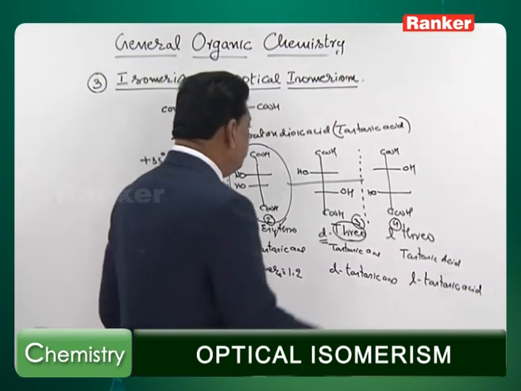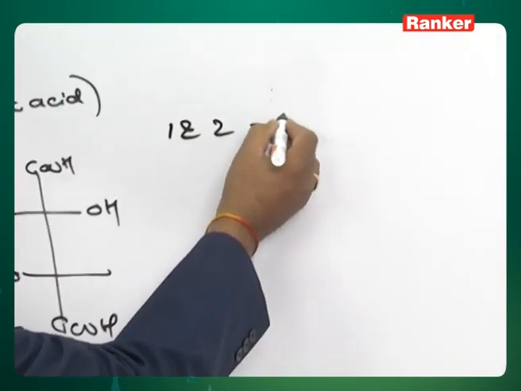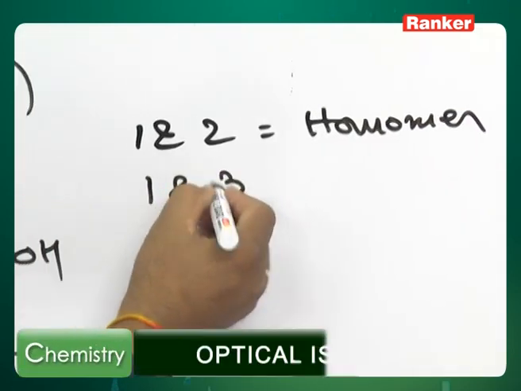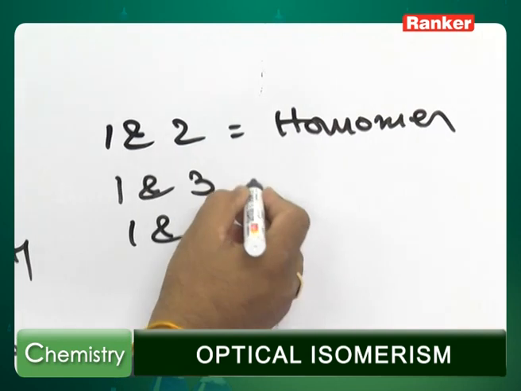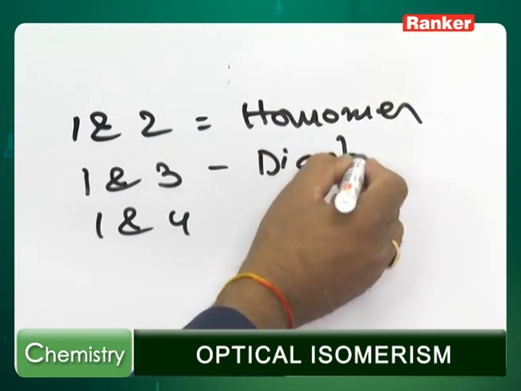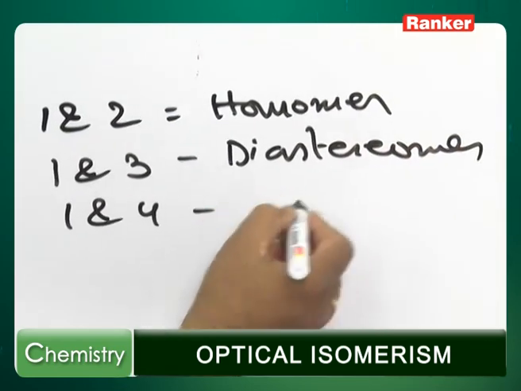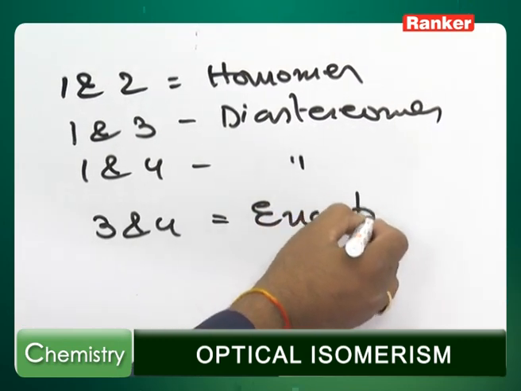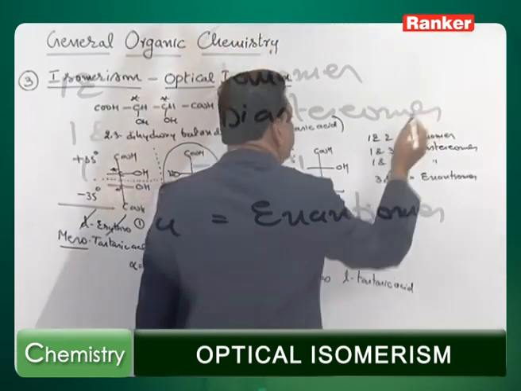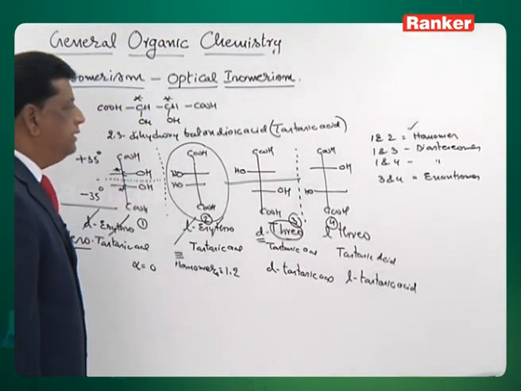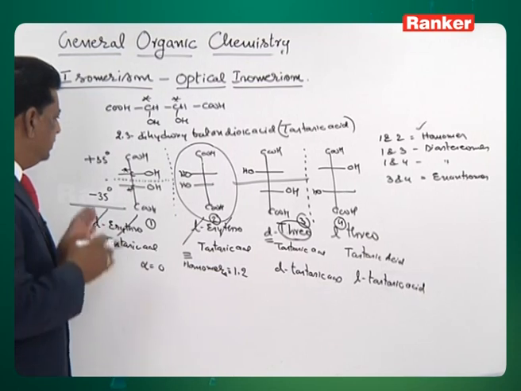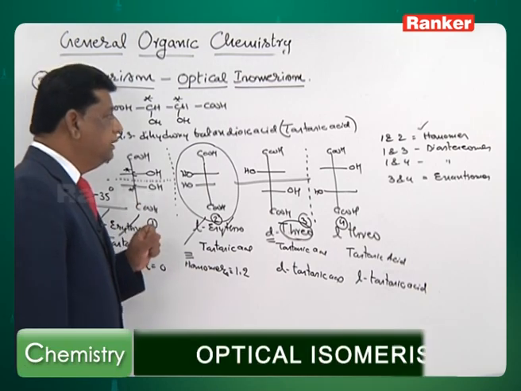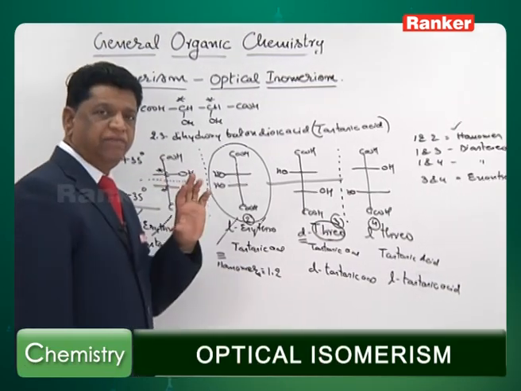3 and 4. So, now here 1 and 2 are called homomers, nothing but the homomers. 1 and 3, 1 and 4 are diastereomers, whereas 3 and 4 are enantiomers. So here you are getting one more word, that is homomer. Homomer means nothing but the same compound. Homomer means compounds may be written in different patterns.